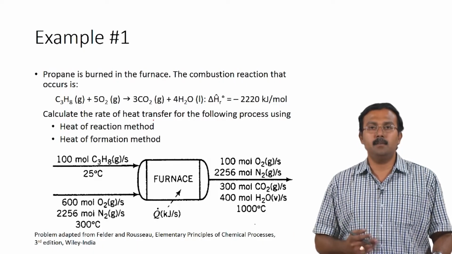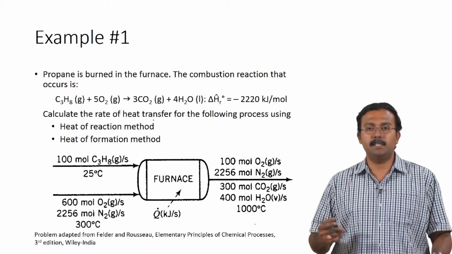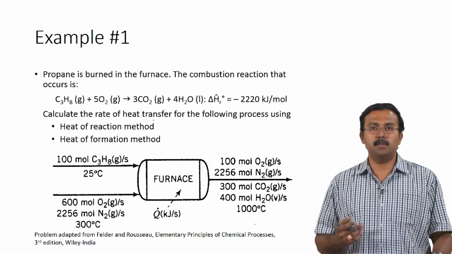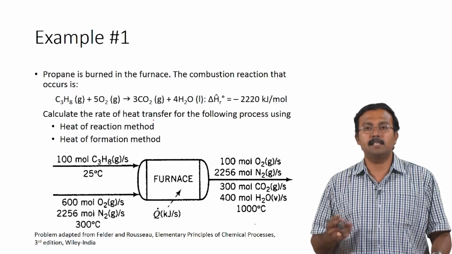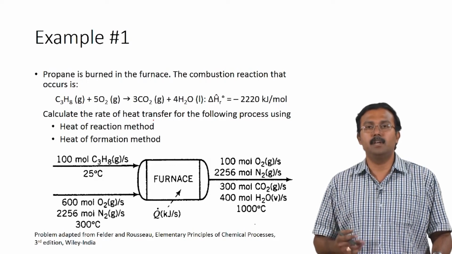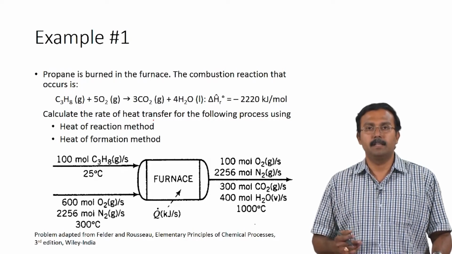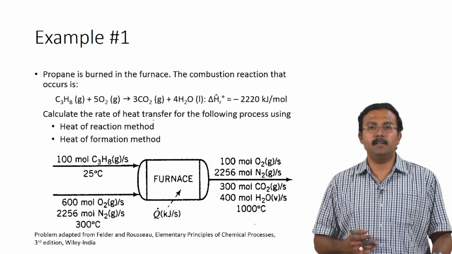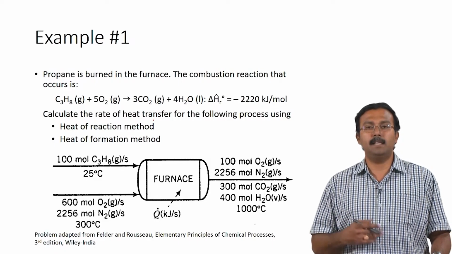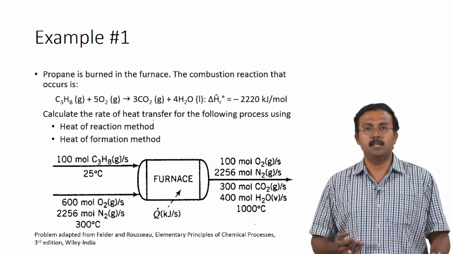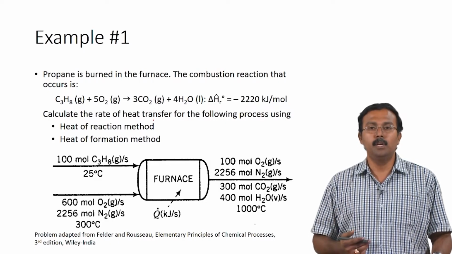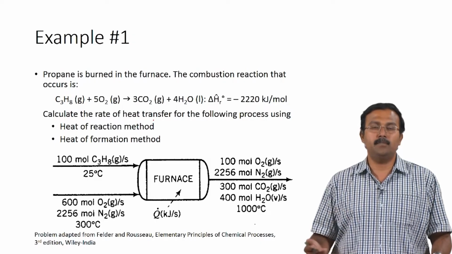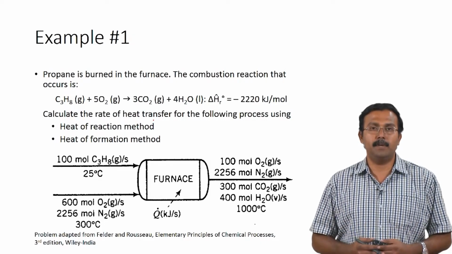You also have 300 moles of carbon dioxide and 400 moles of water vapor leaving per second. So, this exit gas, which is the gas produced after combustion, is leaving at a temperature of 1000 degrees Celsius. Now the question is to identify at what rate heat must be transferred for the following process, and we have been asked to identify this value for Q using two techniques. One is the heat of reaction method and the other is the heat of formation method.